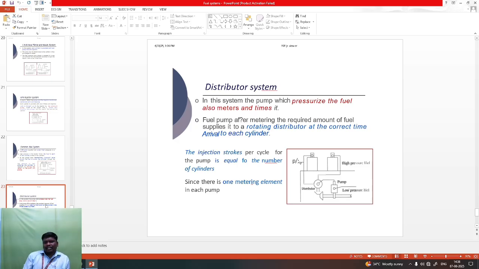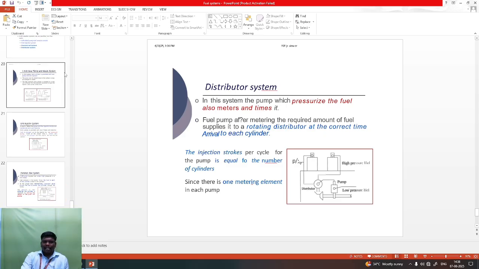So the injection strokes per cycle of the pump is equal to the number of cylinders. There will be one metering element in each pump. So these are the distributor systems. Now we have seen what the fuel systems in the IC engine are.